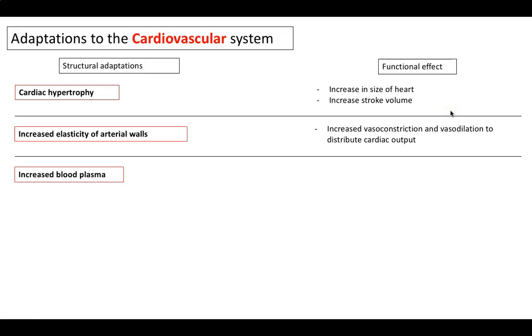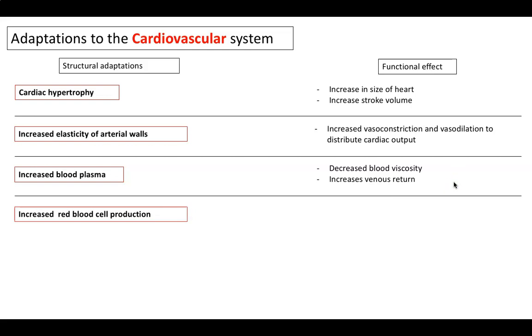An increased blood plasma volume. Okay, so an increased blood plasma volume means you get a decreased blood viscosity. Viscosity is just the thickness and stickiness of blood. So with an increased blood plasma volume, we get a decrease in that, which means we're going to get an increase in venous return and just general kind of like it helps with blood flow.